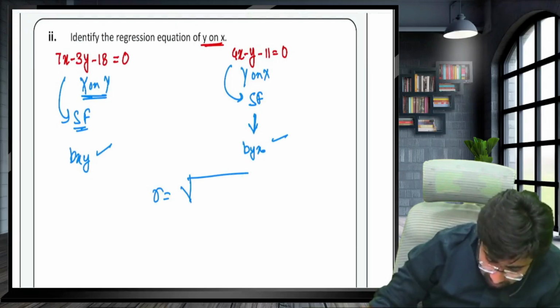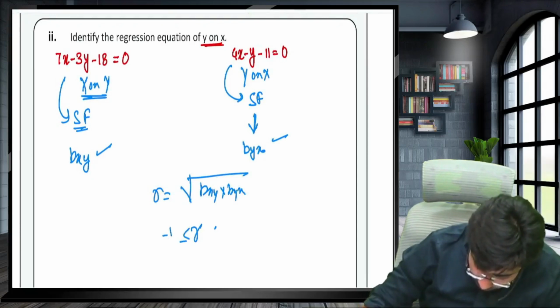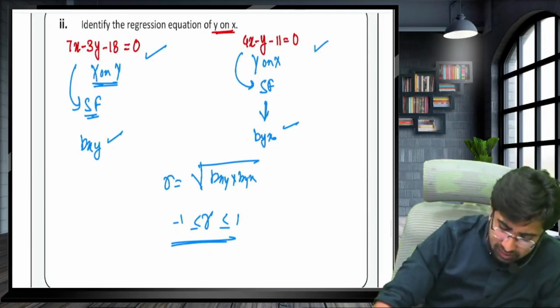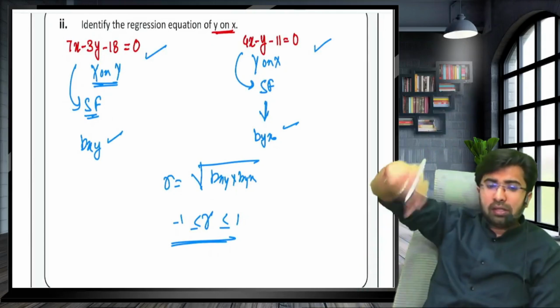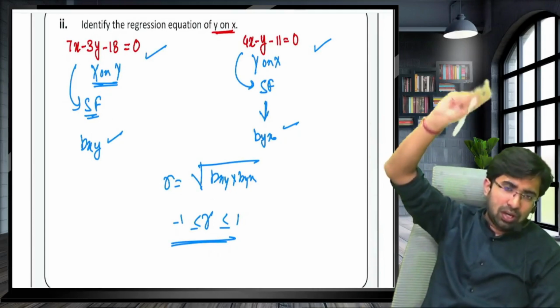Now when we have b x on y and b y on x, we will compute r. How will you compute r? By applying this formula, b y on x into b x on y. If your r comes between -1 and 1, your assumption was right. This is x on y and this is y on x. But if your r doesn't come between -1 and 1, your assumption was wrong.